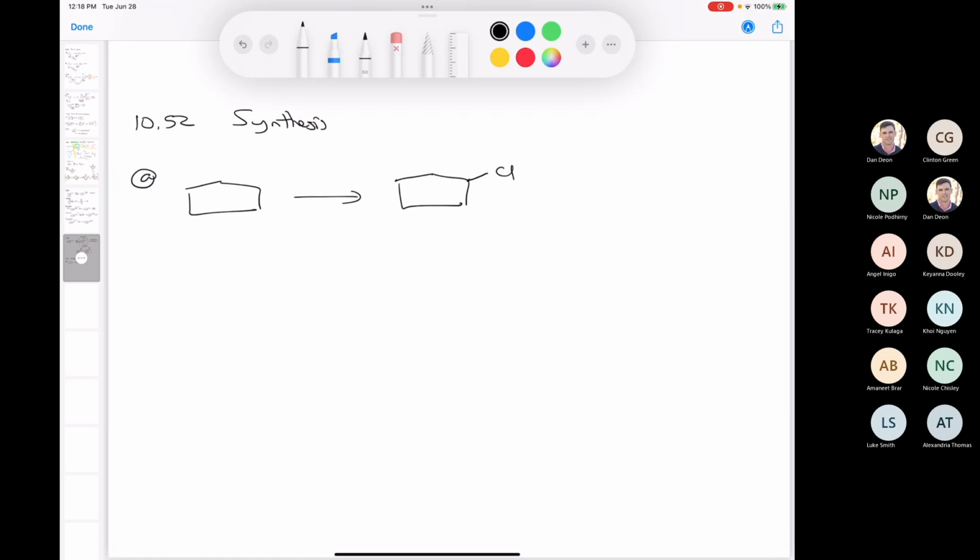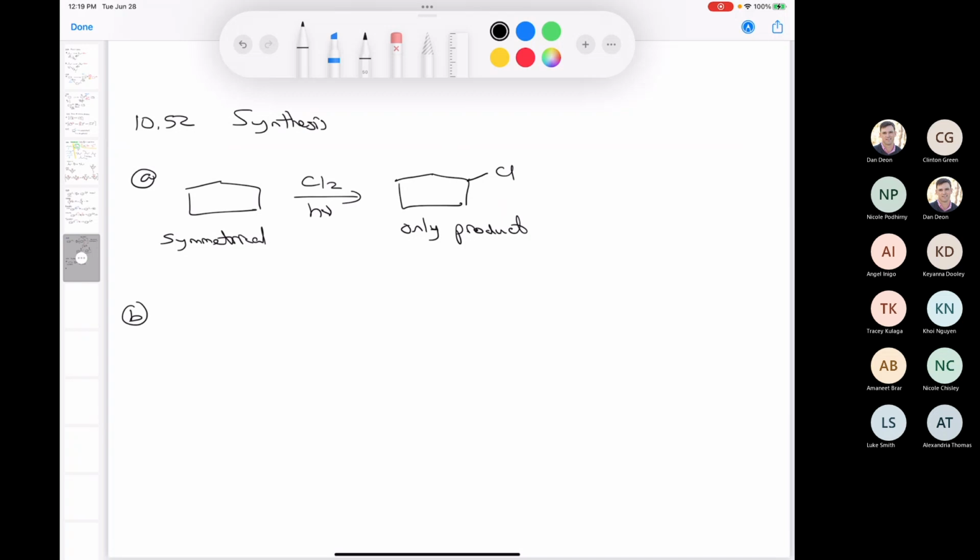chlorocyclopentane. Could anybody suggest a set of conditions for this? To make chlorocyclopentane from cyclopentane. Exactly. Thanks, Kiana. Kiana says chlorine and light. Why can we just use chlorine? It's because this compound is symmetrical. So this is the only product we get. When we have a symmetrical alkane, we can use chlorination. There's no problem with that.